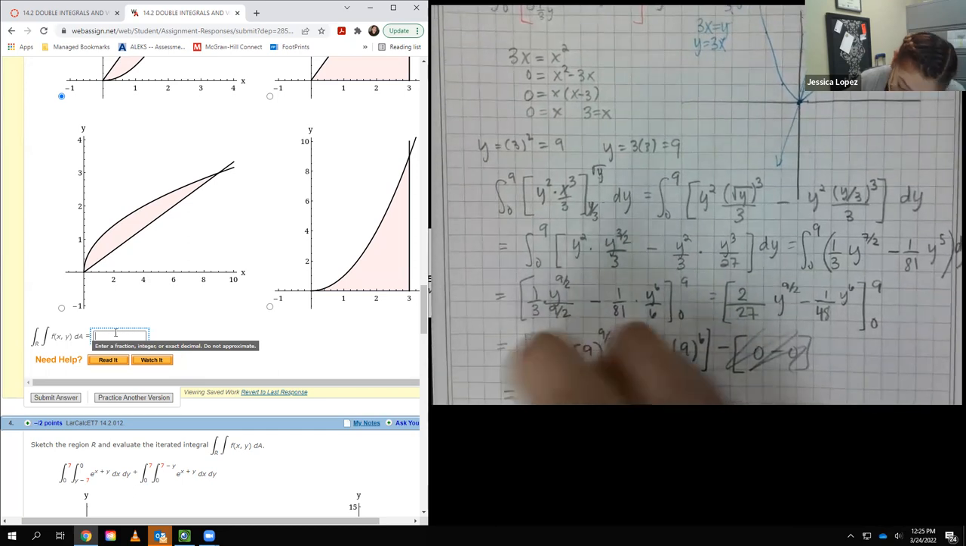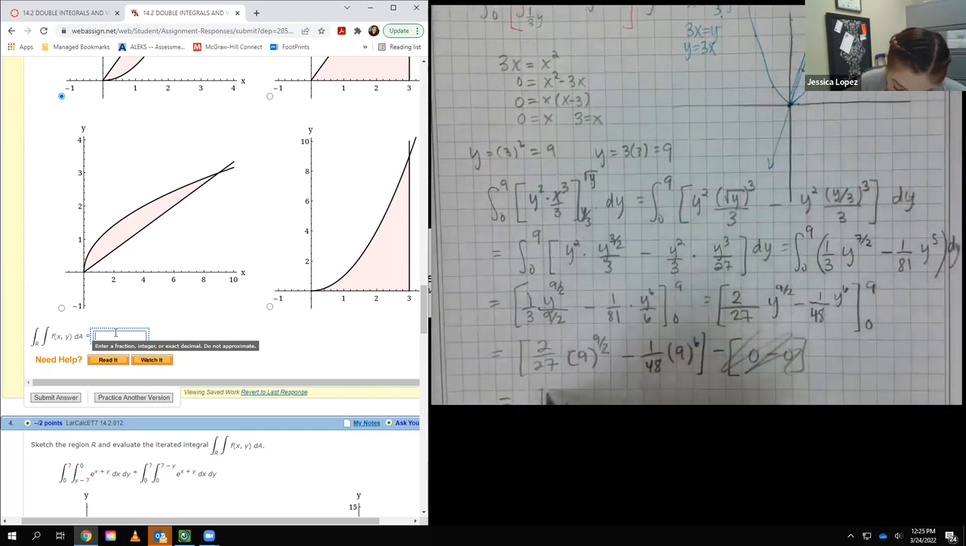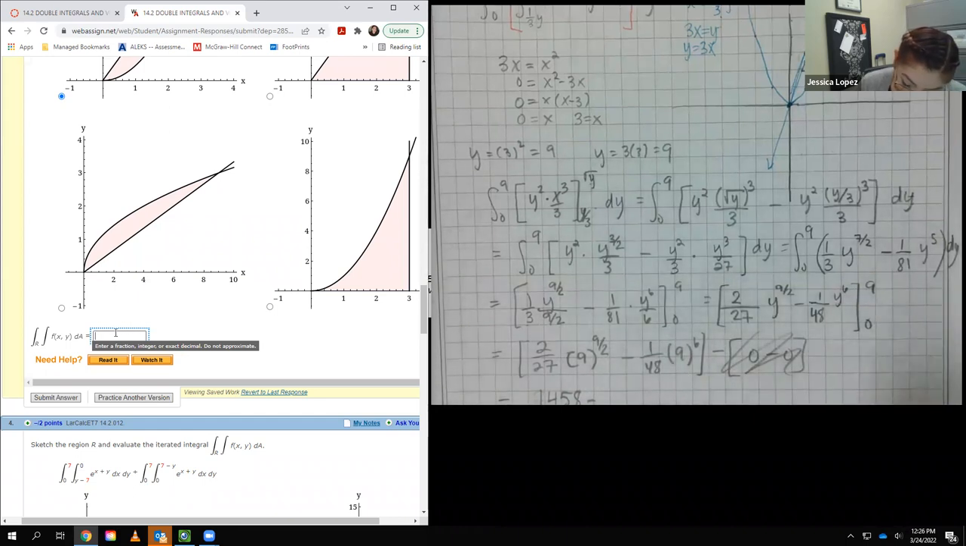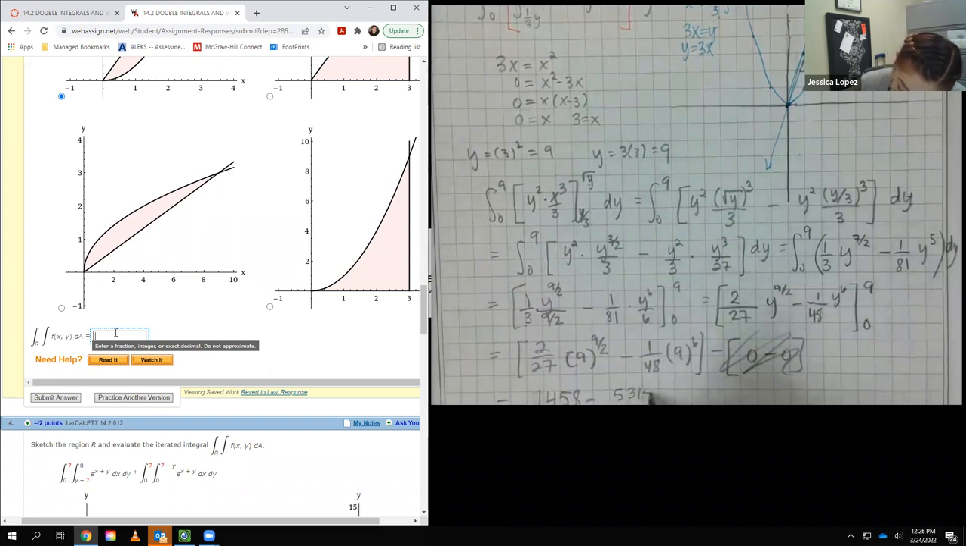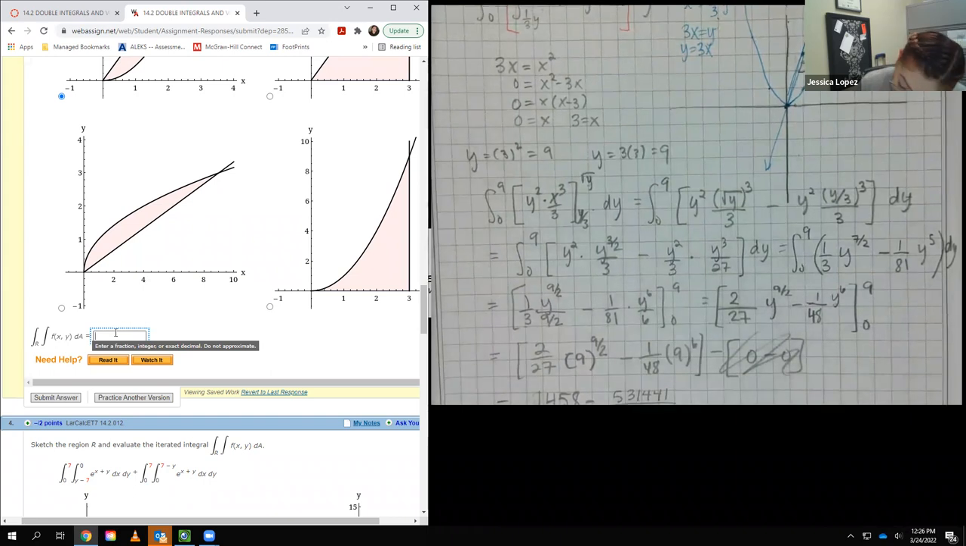So for that first number, all I get is 1458. Now for the second number, 1 over 48, parentheses, 9 raised to the 6. Oh, that is not a nice number. So I guess I'm going to have to keep it the way it is, 9 to the 6 power is 531441 over 48. And it's not reducing it for me.